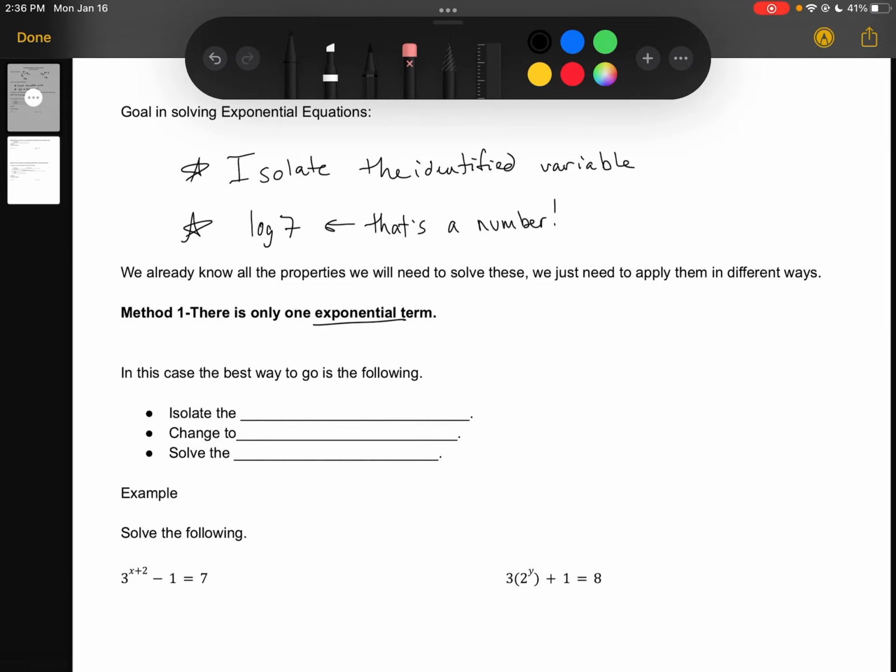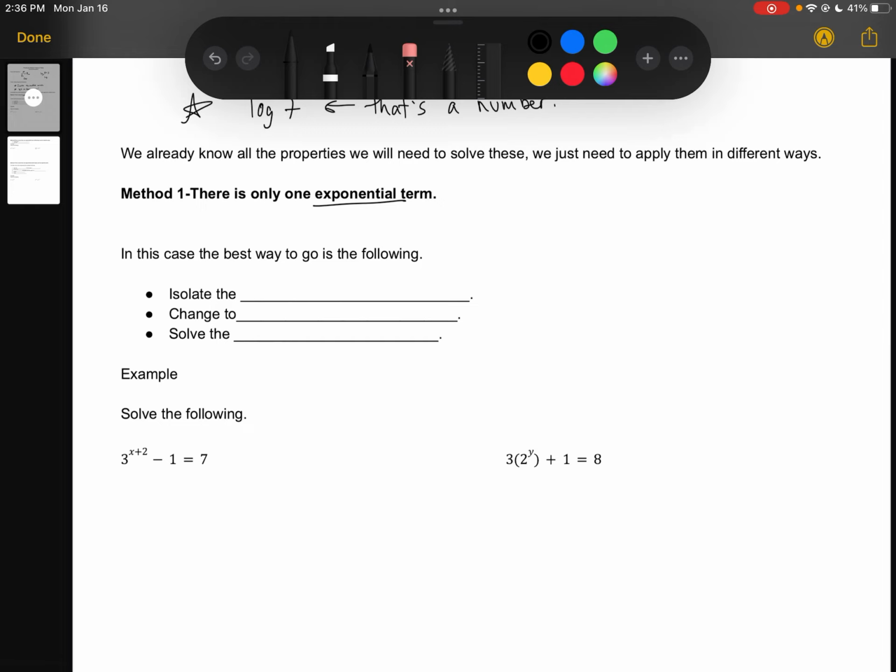The first case is when there's only one exponential term, so you only see one of your constants with an exponent on it. If that is the case, then we can follow these steps, and it's a more straightforward way to solve. We have to isolate the exponential term. Remember, isolate just means get it by itself on one side. After you've isolated that exponential term, we just change it to log form. From there, we can solve the equation. So steps: exponent alone, change it to a log, solve.